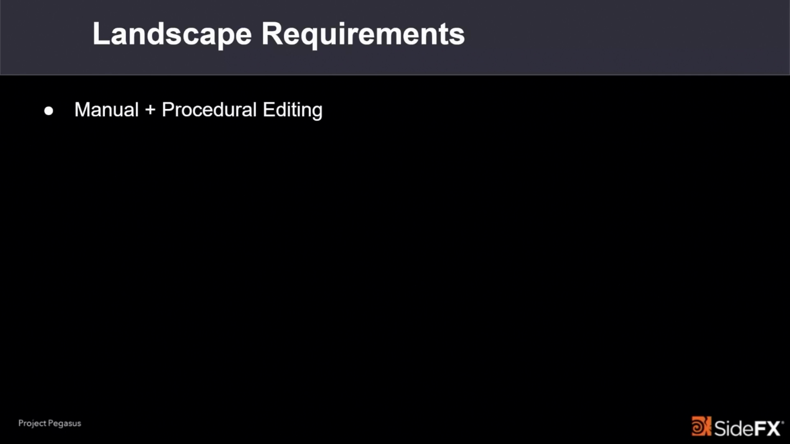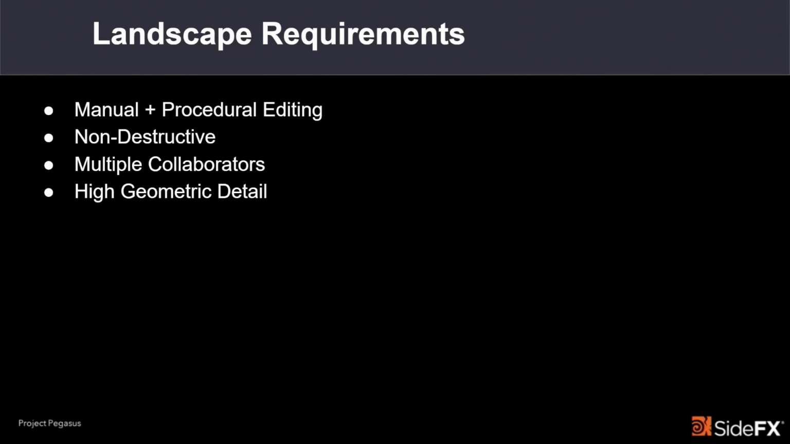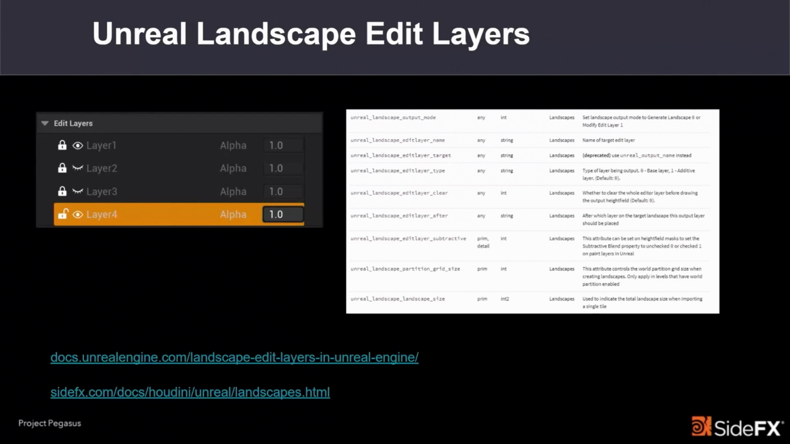So the requirements of a landscape in 2023 are that you need to be able to support both manual and procedural editing. You want to have a non-destructive workflow, and you want to be able to support having multiple collaborators. And of course, high geometric detail, because it is 2023 after all. Fortunately, both Houdini and Unreal have done a lot in recent times to support this kind of workflow.